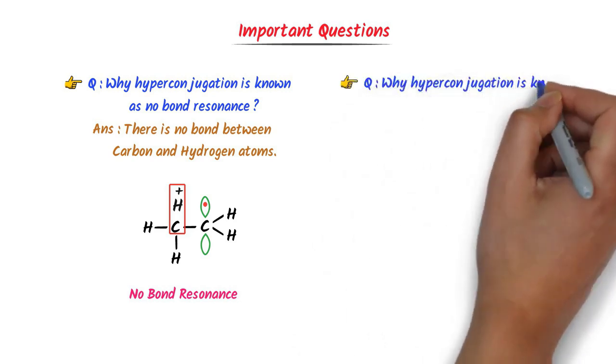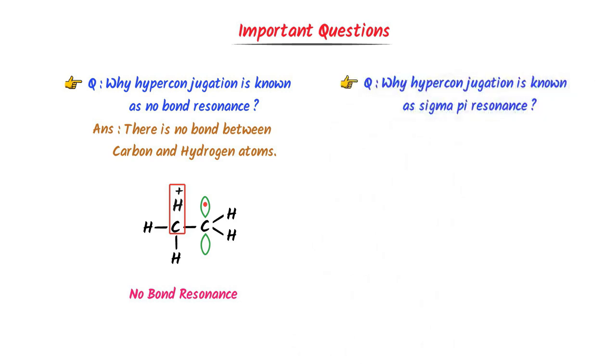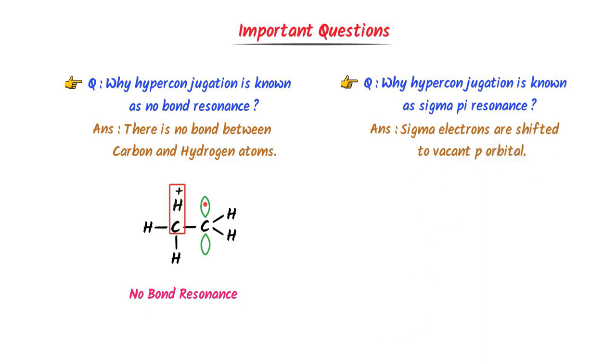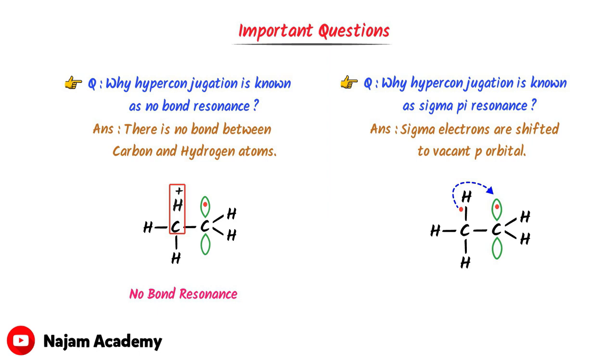Secondly, why is hyperconjugation also known as sigma pi resonance? Well, it is because sigma electrons are shifted to the p orbital or pi orbital. For example, consider this carbocation. We can see that the sigma electron of this hydrogen is shifted to the empty p orbital of carbon. Due to this shifting of sigma electrons, resonance occurs. Therefore, we say that hyperconjugation is also known as sigma pi resonance or sigma p resonance. Thus note down all these important questions.